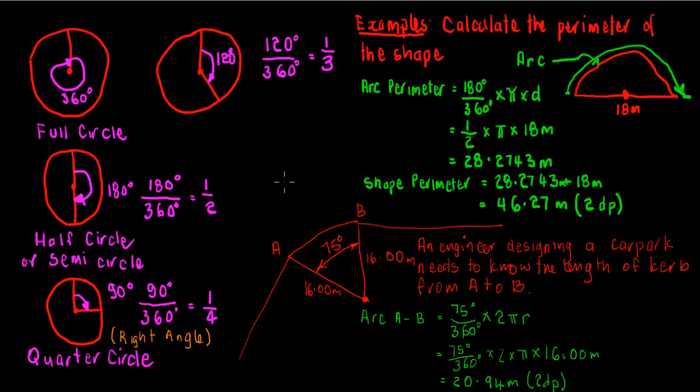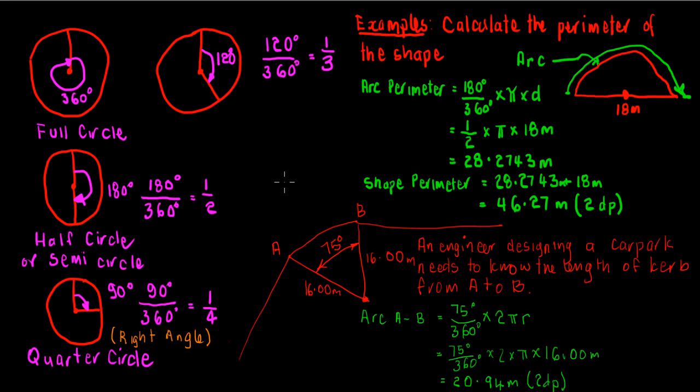Now, 180 degrees, half a circle, 180 over 360 equals a half. If we divide top and bottom by 180, we can reduce it down to a half. 90 degrees is a quarter of a circle. It's also a right angle, a quarter circle. Now, any fraction of a circle, if we know what it is in degrees, we can put it over 360 to work out what fraction of a circle it is. Like 120 degrees is a third, and so on and so on.